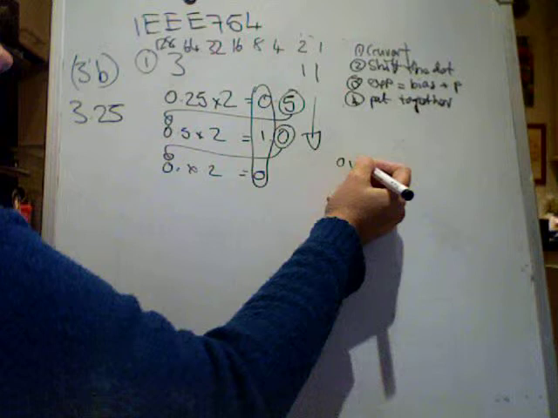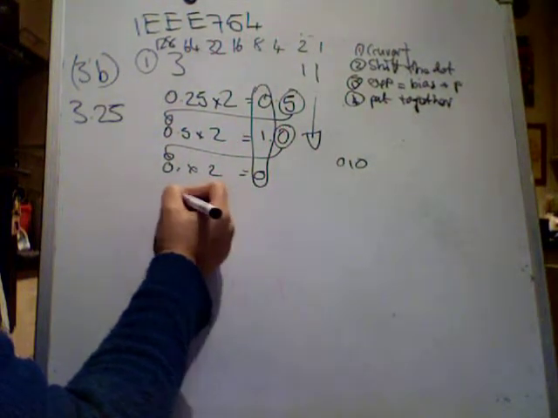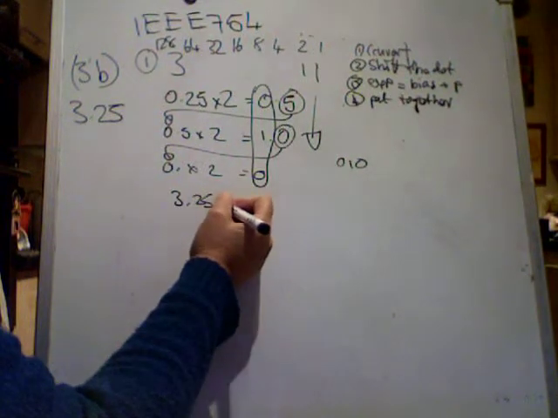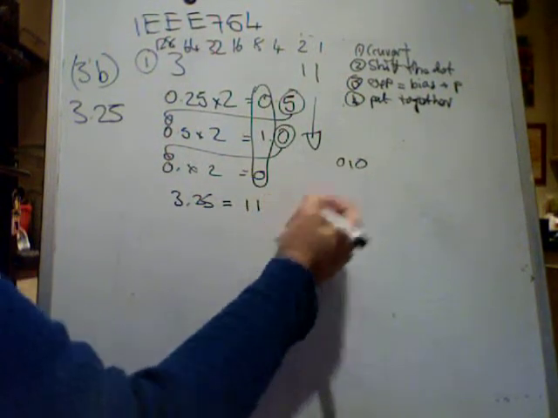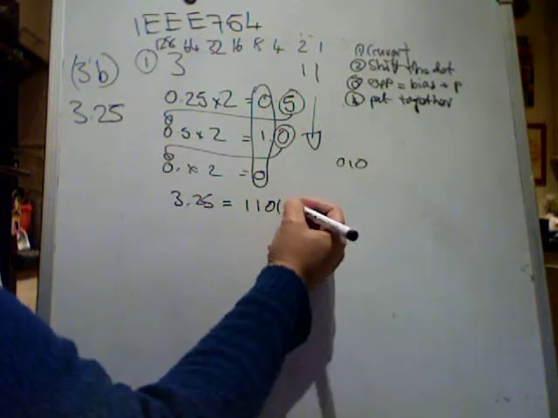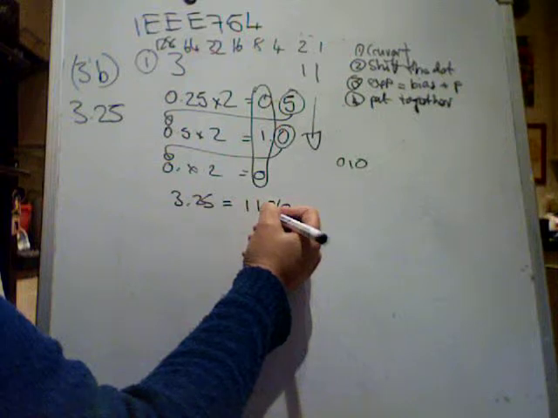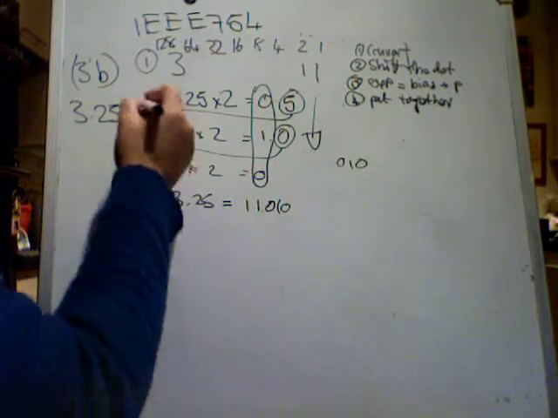0, 1, 0. So we can then safely say that 3.25 is equivalent to 1, 1, point, 0, 1. We don't need that last 0 there, and that's with the point in here. So that was step number 1.